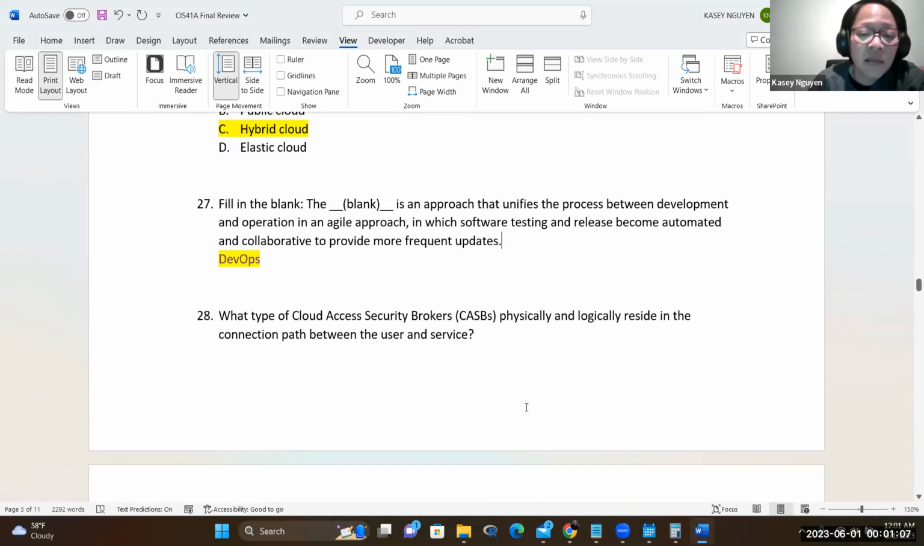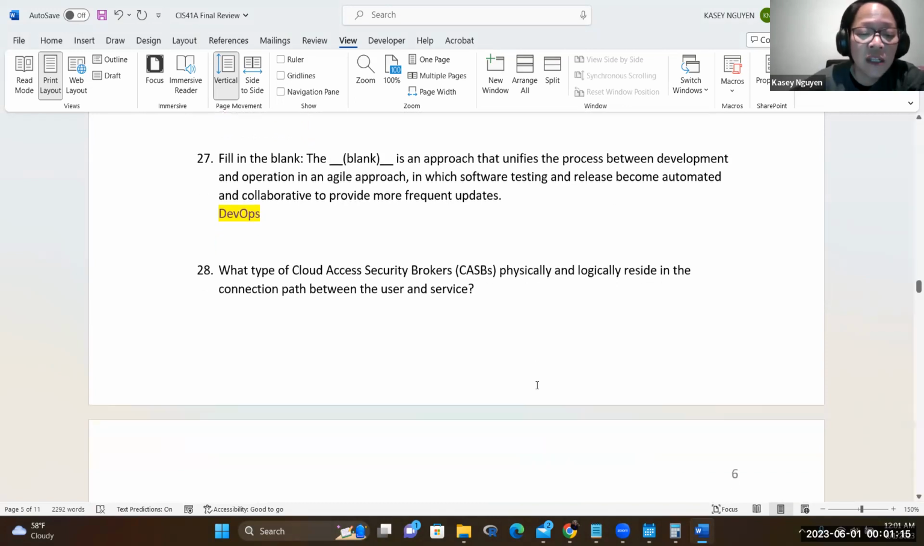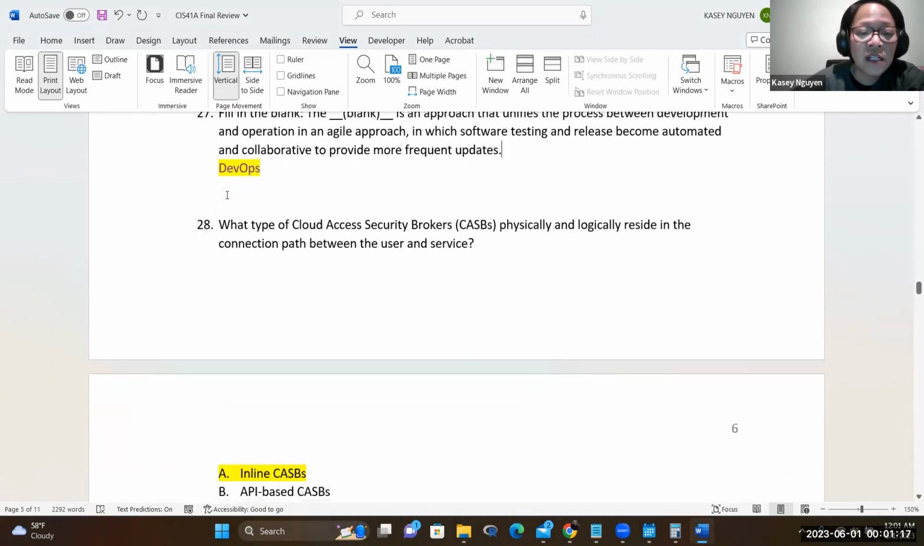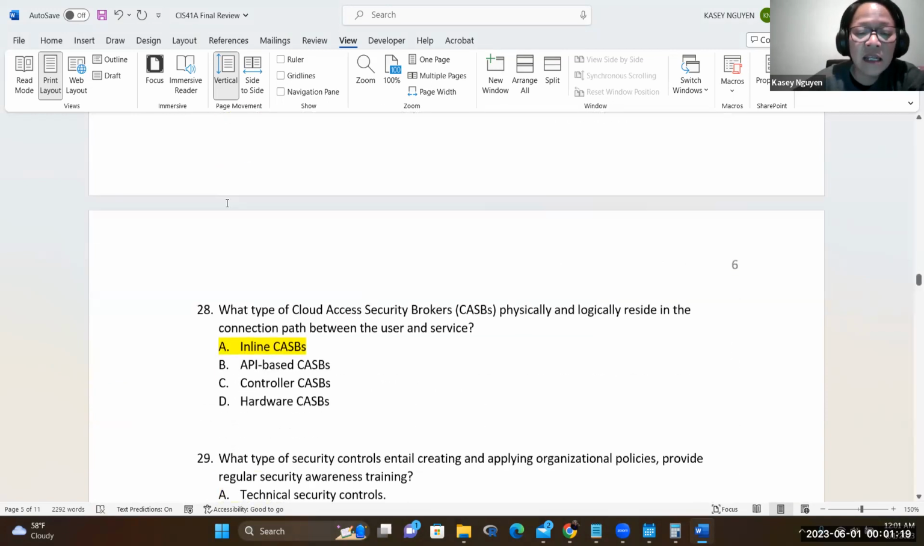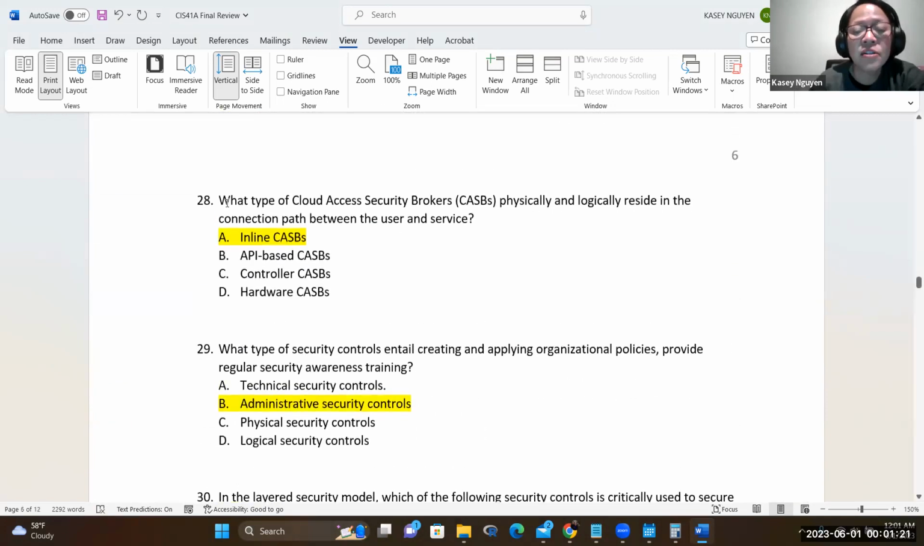28, what type of cloud access security brokers, your CASB, physically and logically reside in the connection path between the user and the service? And the answer for this is going to be your inline cloud access security brokers, or your inline CASB. It is not the other options. So the keyword here is your physical and logical connection path, and that's inline CASB.